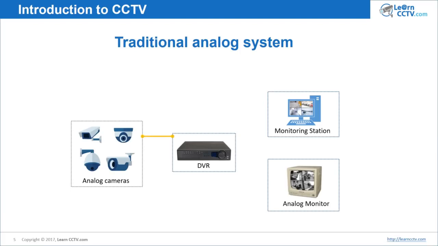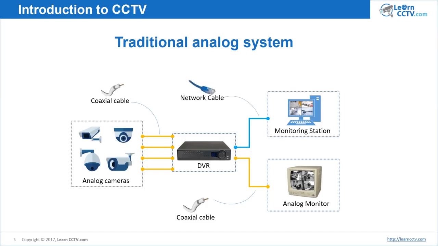So what I'm gonna do is just connect some cables from the cameras to the DVR, one cable per camera. And I'm gonna use this type of cable. It's a coaxial cable you connect from the camera to your DVR. And then you can also connect the same type of cable from your DVR to your analog monitor. One more cable from the DVR to the monitor station, that will be the network cable. So the system is very simple.